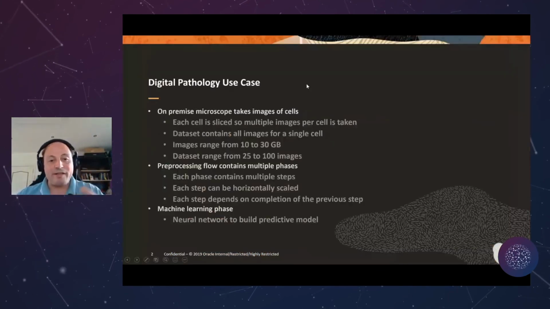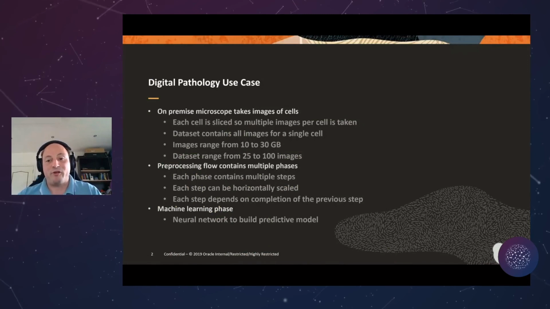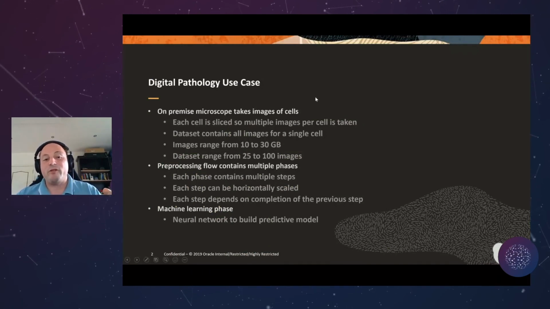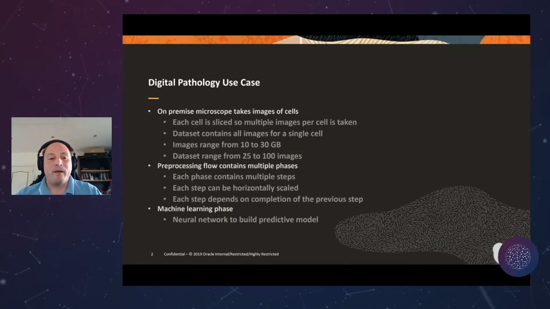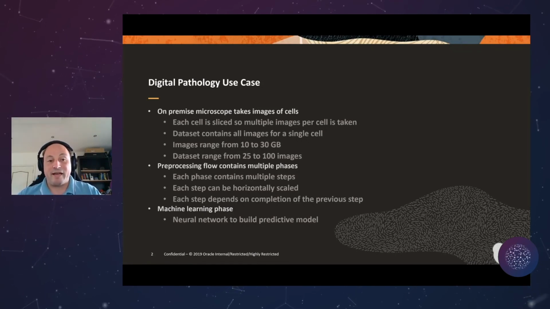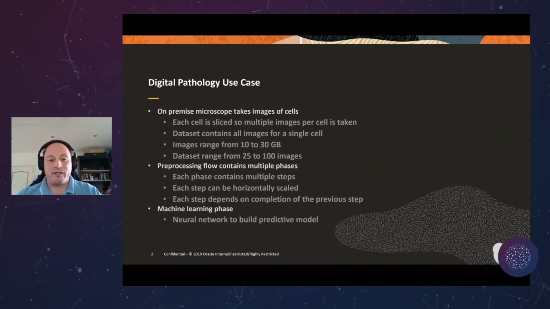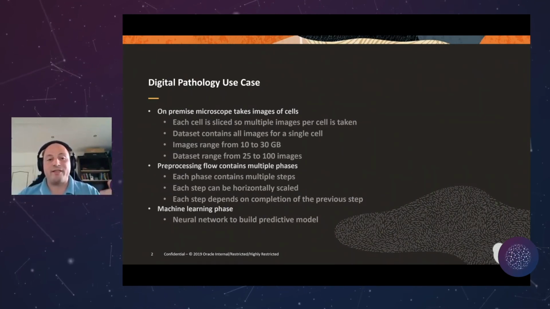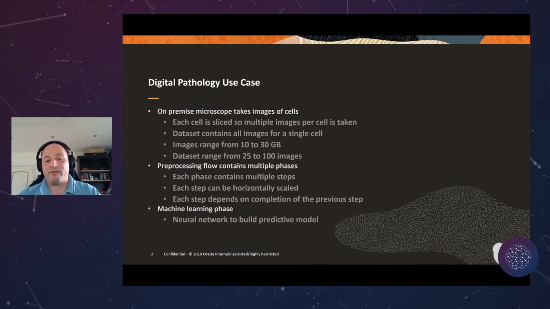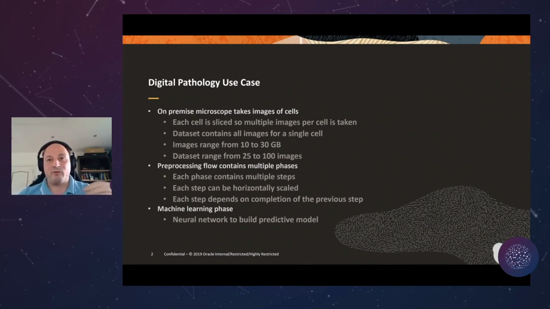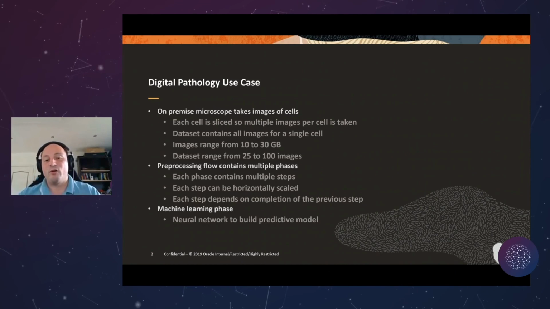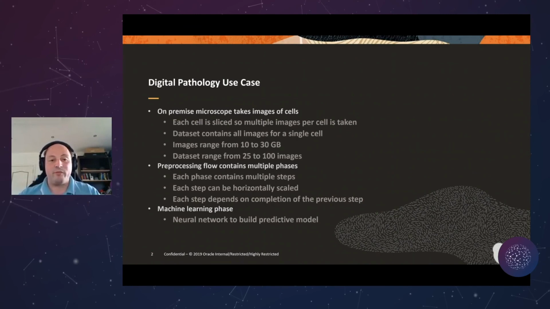What it is about is that the customer is a research institute that focuses on cancer research. And what they do is they take cells and they slice the cells up and they take images of those cells. Each image of those sliced cells ranges between 10 and 30 gigabytes. And a data set of an entire cell ranges from 25 to 100 images. So as you can do the math, you can see that those data sets are quite big. We can get to 3 terabytes for a data set with images.